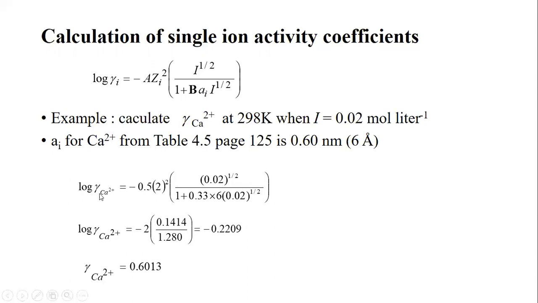So again, log gamma of calcium equals minus, we said this one, you should know the value of it, 0.5. Okay, Zi for calcium, 2, the valence is 2, square. You open the big brackets, then I to the half 0.02, the value given, to the half, the square root 0.02 over 1 plus 0.33. Again, the value of b you should know. It's always not given to you. Times 6, which is a sub I. We calculated it in angstrom. Times, again, I to the half, 0.02 to the half.